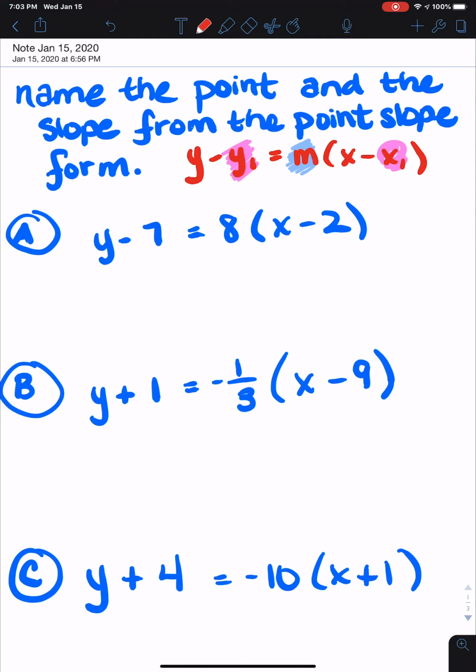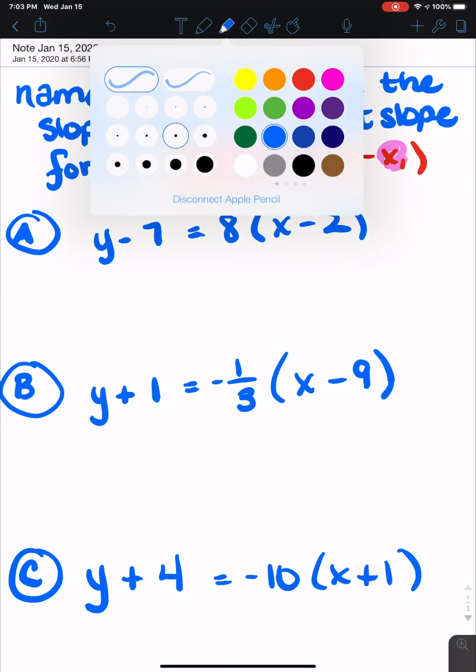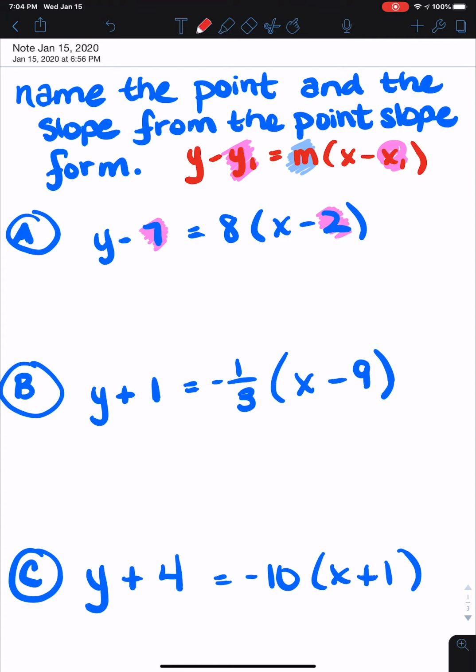So if I look at the next one, I'm going to highlight the number after the subtraction with the y and the number after the subtraction with the x. This is going to be your x sub 1, and that's going to be your y sub 1. So that means the point for this is going to be 2, 7. Now this is going to be your m value. So that means m, or your slope, is going to be 8.